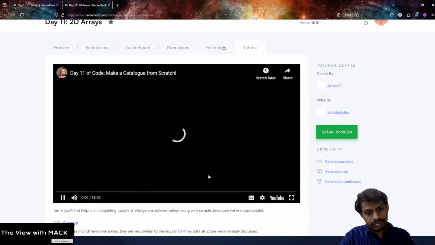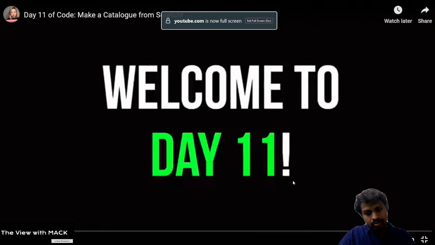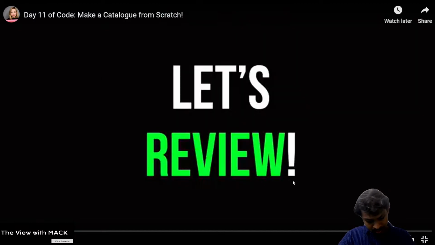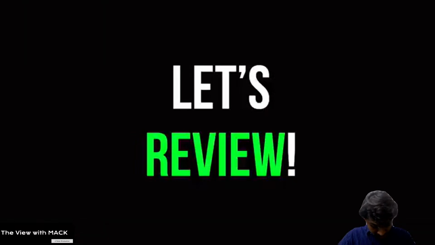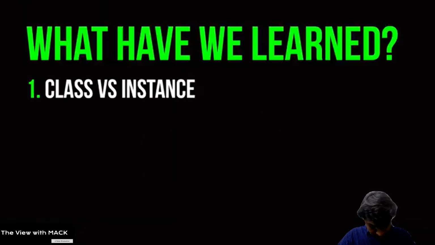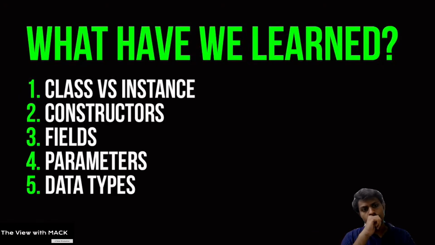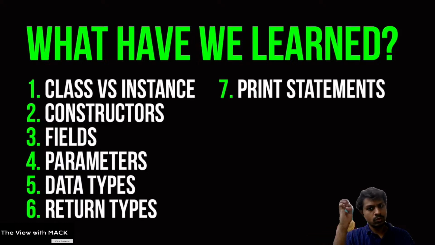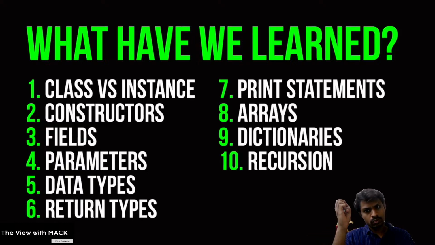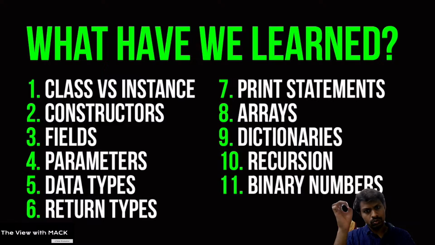myself. Hey guys, welcome back. Today we are going to do a bit of a review, make sure all of our stuff is synced in well to our system in our brain. And so, what have we learned so far? Well, we've learned an instance versus a class, constructors, fields, parameters, data types, return types, print statements, arrays, dictionaries, recursion, binary numbers. We've learned a lot of stuff, so be proud of yourselves.